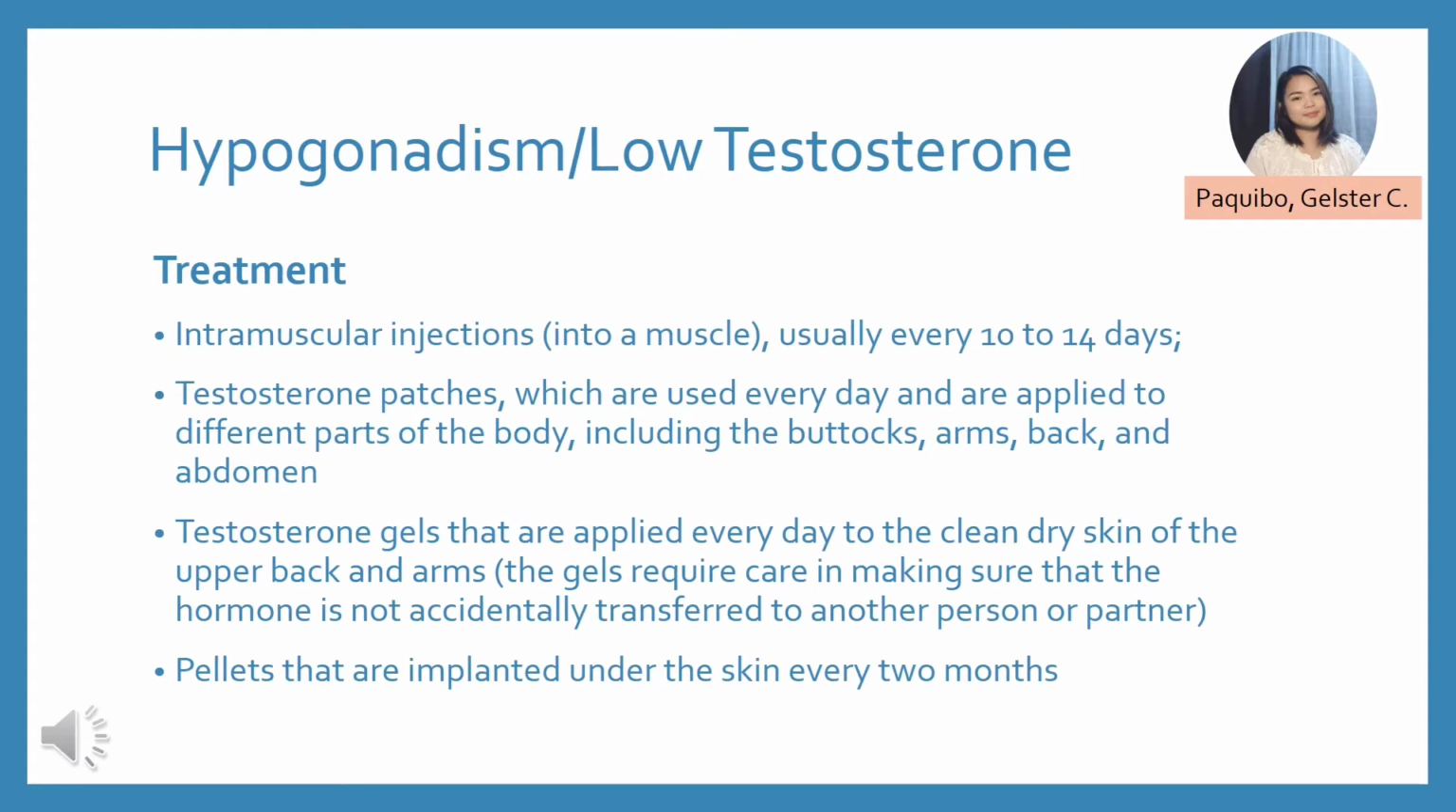The treatment of hypogonadism includes intramuscular injection, testosterone patches, which are used every day and are applied to different parts of the body, including the buttocks, arms, back, and abdomen. Testosterone gels are applied every day to the clean, dry skin of the upper back and arms. The gels require care in making sure that the hormone is not accidentally transferred to another person or partner. And pellets that are implanted under the skin every 2 months.